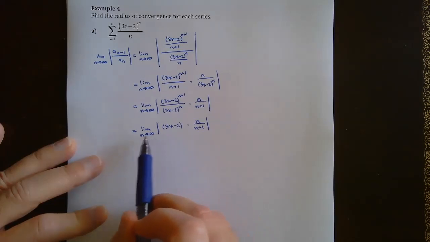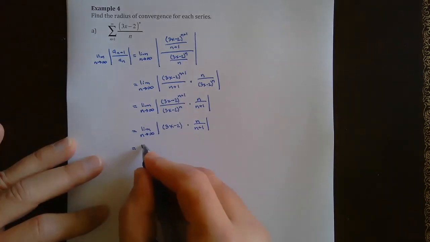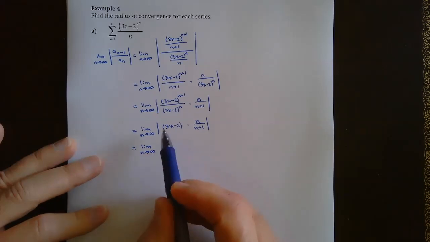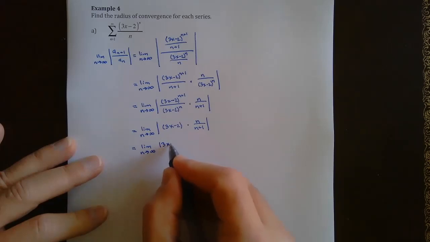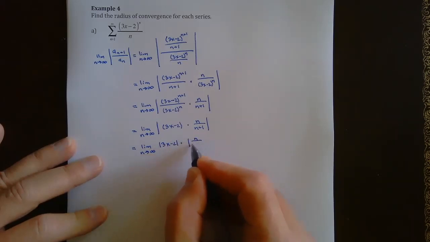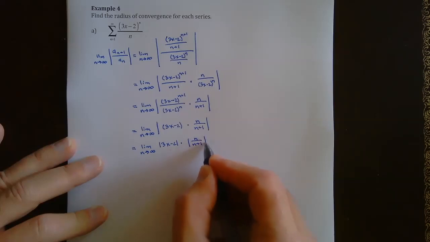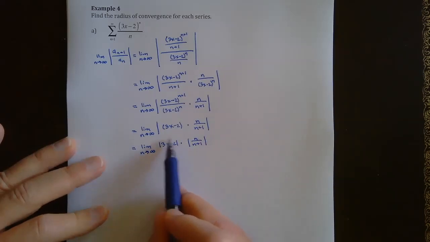Okay, so now what we're going to do is we're going to break it up. So this is equivalent to the limit as n goes to infinity of the absolute value of 3x minus 2 times the absolute value of n over n plus 1. As n goes to infinity, there's no n here, right? So it's just going to come out to be the absolute value of 3x minus 2.